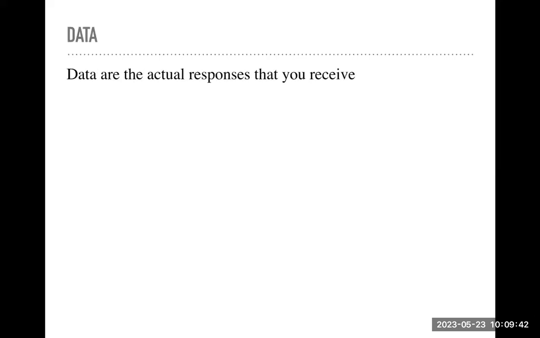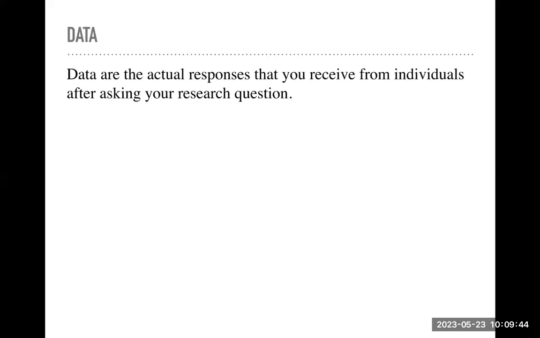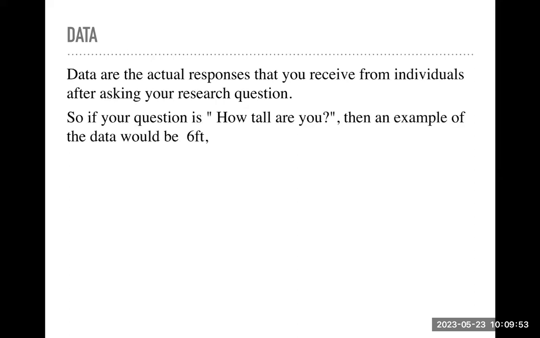Data. Data are the actual responses that you will receive from individuals after you get done asking your research question to them. So if your question is how tall you are, then an example of the data would be 6 feet, 5'4", 5'8". The data are the answers that you receive after asking that research question.